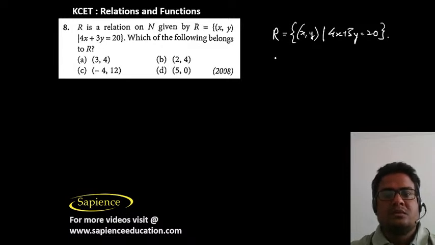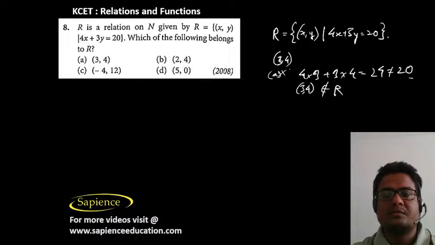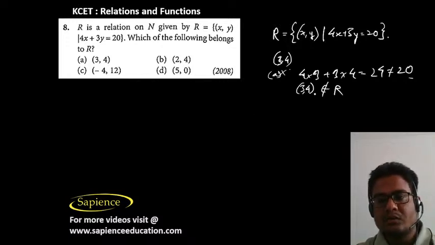Now, we take the ordered pair 3 comma 4. So 3 and 4 both are natural numbers, but if you do 4 into 3 plus 3 into 4, that is 12 plus 12, which is 24, which is not equal to 20. So the first option is wrong. So 3 comma 4, the ordered pair, does not belong to the relation R.